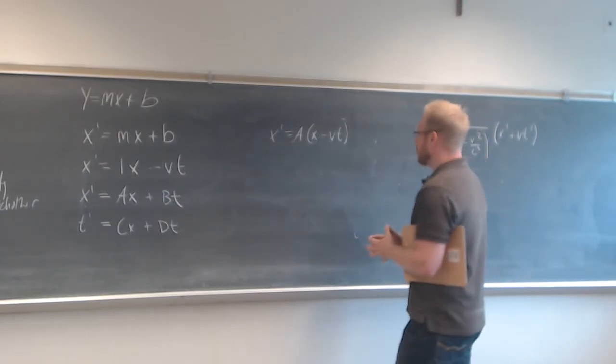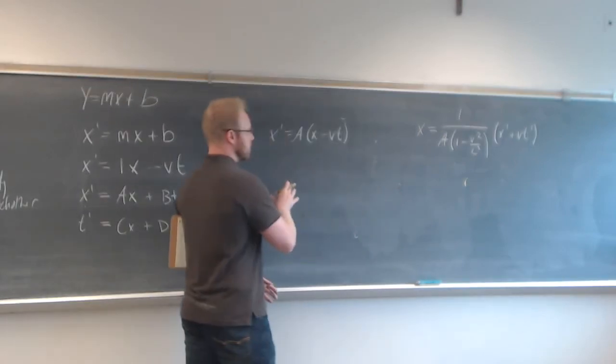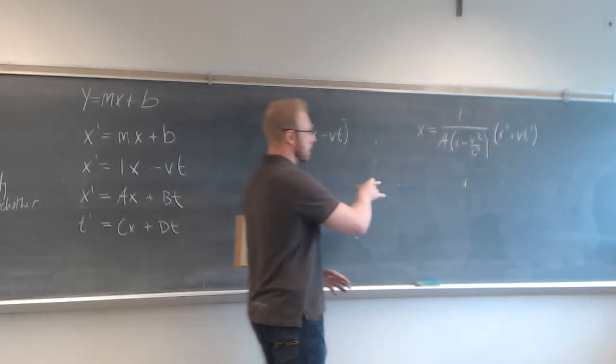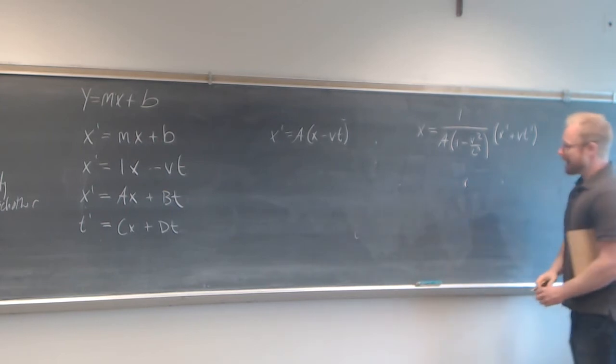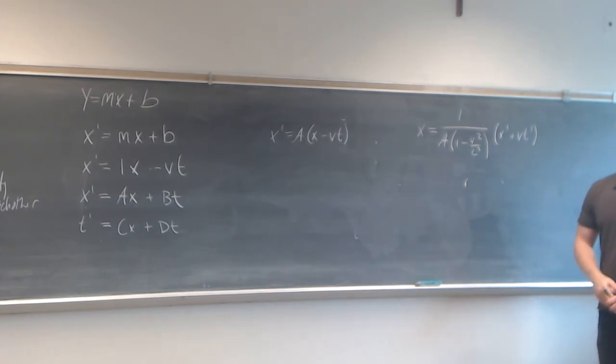This is a problem. In other words, if we switched all these, I should be able to switch all the primes on this one and all the values on this and have it still be the same thing. Okay? We know that with one exception. What is the one exception?